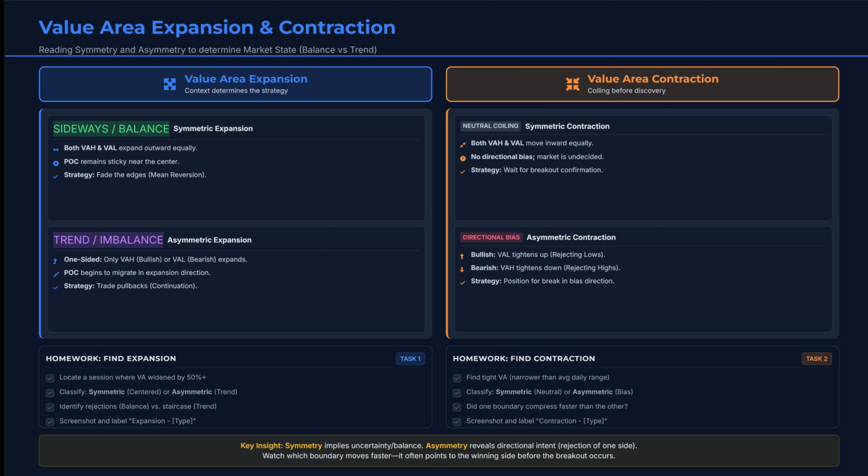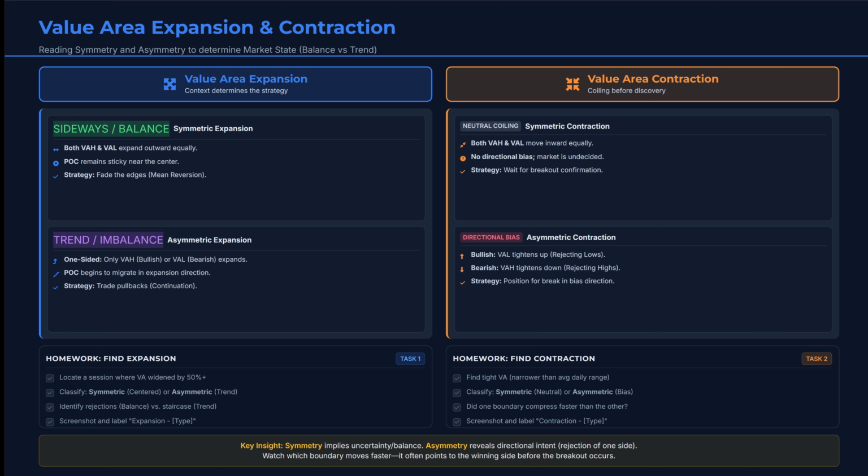For ES, if the typical daily value area is 15 to 20 points, a symmetric contraction might be only 8 to 10 points, with both boundaries equidistant from the POC. Second, no directional bias. Price isn't rejecting one side more than the other. There are no strong rejections at the VAL pushing price up and no strong rejections at the VAH pushing price down. The market is balanced in its indecision.